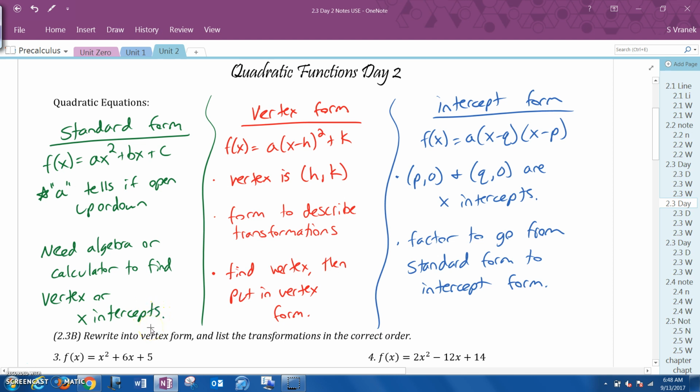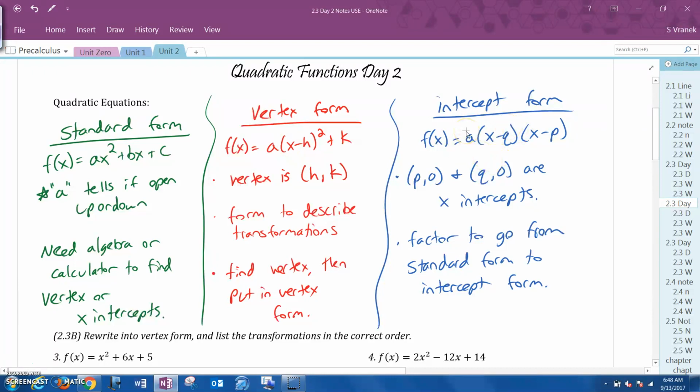Vertex form is given as a times (x minus h) quantity squared plus k, where (h, k) is the vertex. We like it in this form to help describe transformations. And all you have to do is find the vertex like we did yesterday, and then put it in that vertex form, and use the a that was given in the standard form.